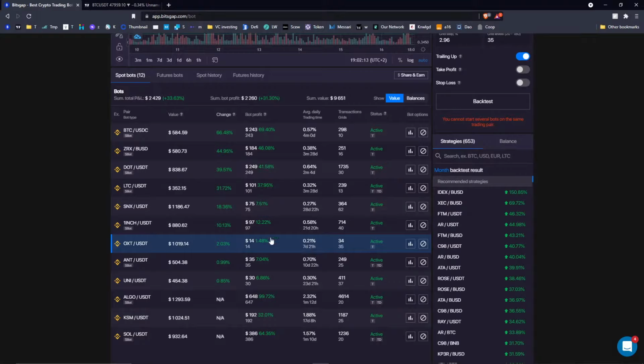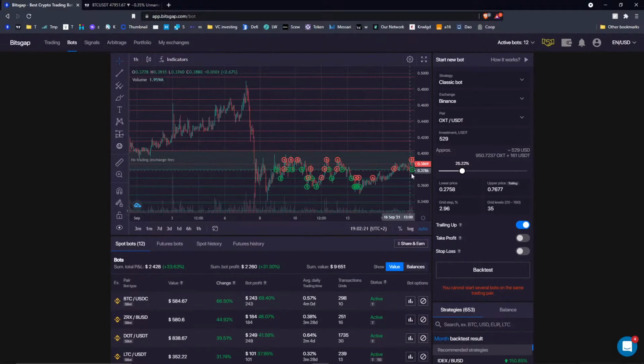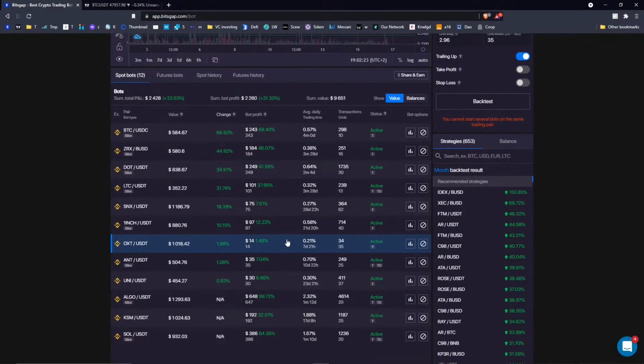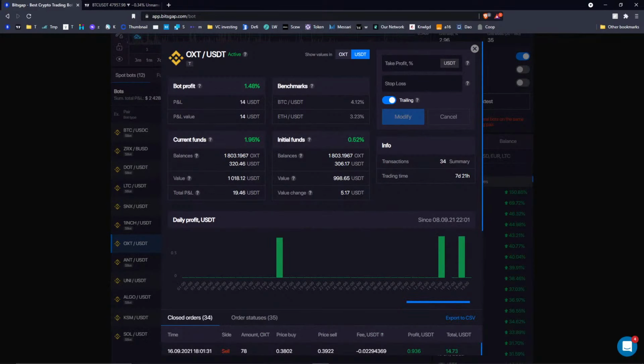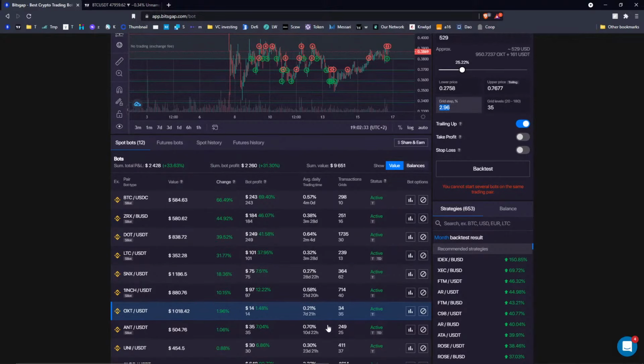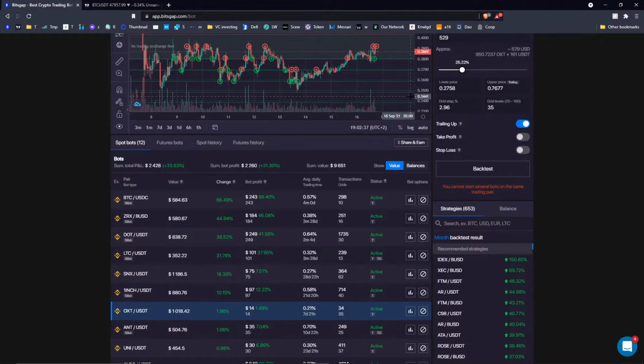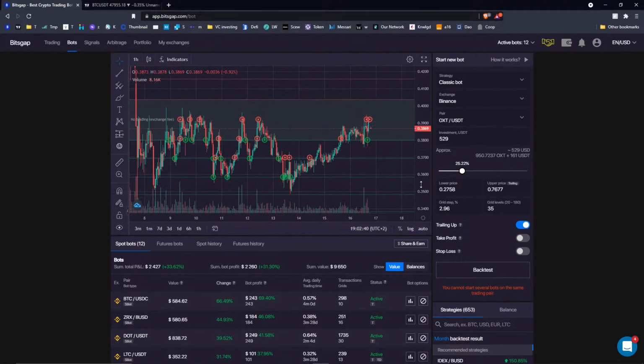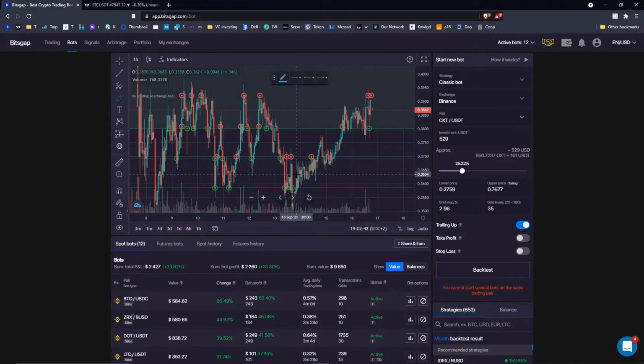That's the Orchid protocol. I'm not really satisfied with the results as of now because of the lack of volatility on this coin, and maybe I should have configured it with other parameters. I have 2.96 as a grid step for the OXT. Maybe I should have put a lower gap, so that I could monetize these minor price swings we had on this coin.